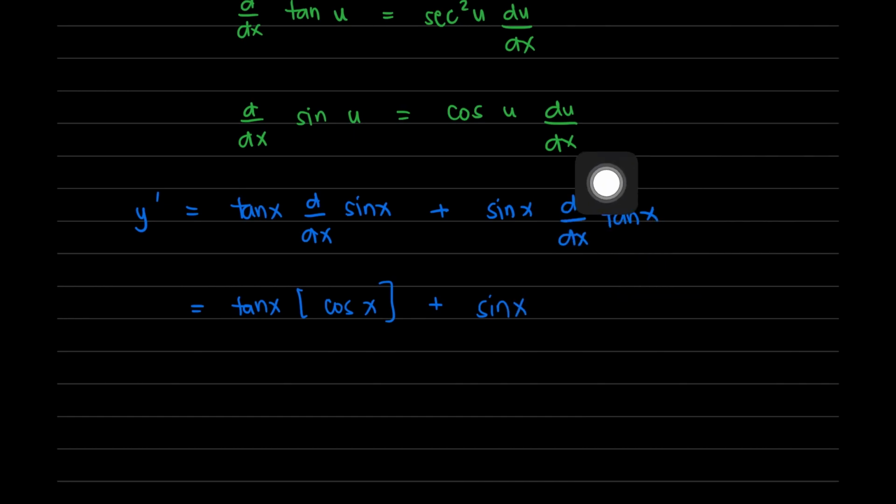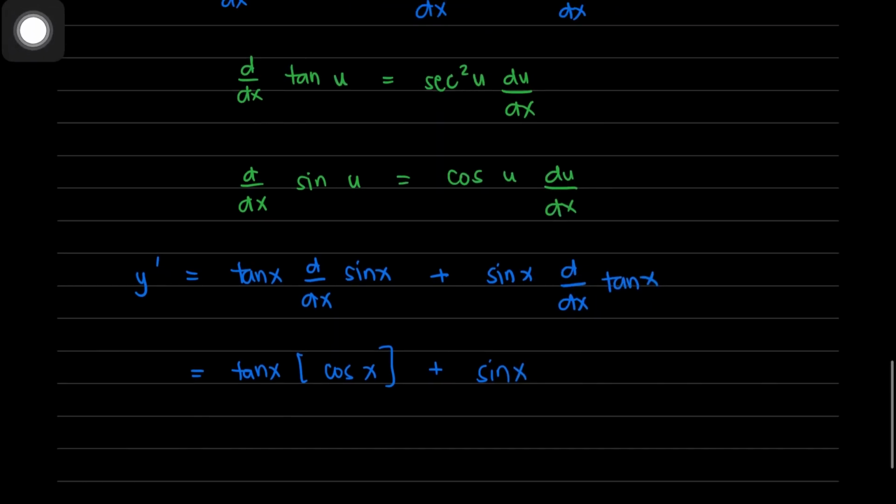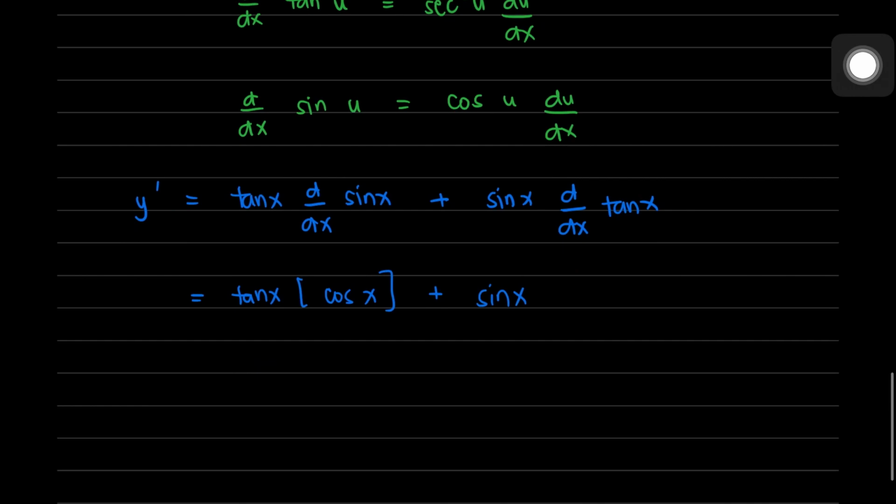The derivative of tangent of x is secant squared of u du over dx, and since u is x, the derivative of x with respect to x is equal to 1, so this is basically equal to secant squared of x. Right?